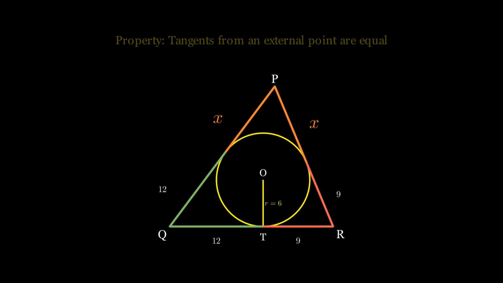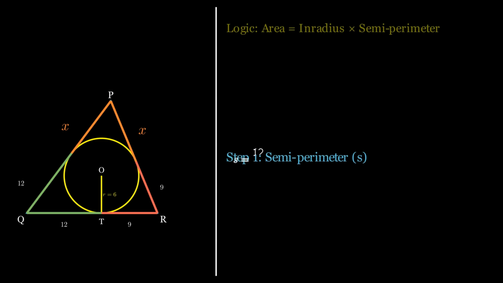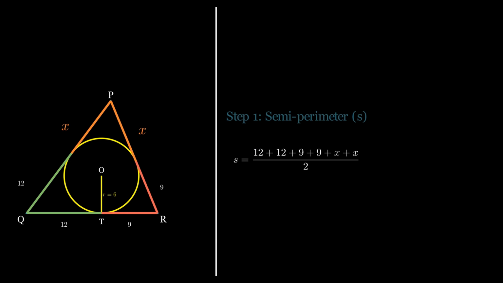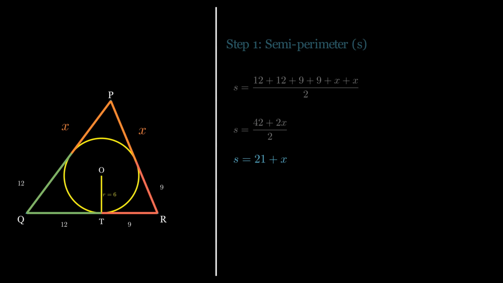Now that we have all sides defined in terms of x, let's find the semi-perimeter denoted by s. The semi-perimeter is just half of the total perimeter, so we add up all the segments, that is 12 plus 12 plus 9 plus 9 plus x. This simplifies to 42 plus 2x. Dividing by 2, we get a clean expression for our semi-perimeter, that is s equals 21 plus x.